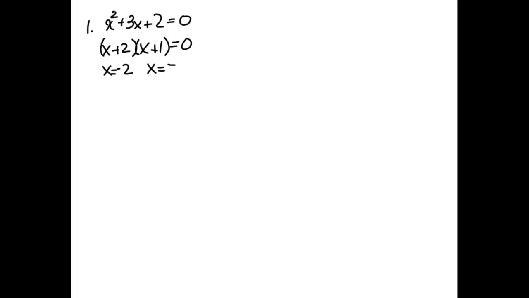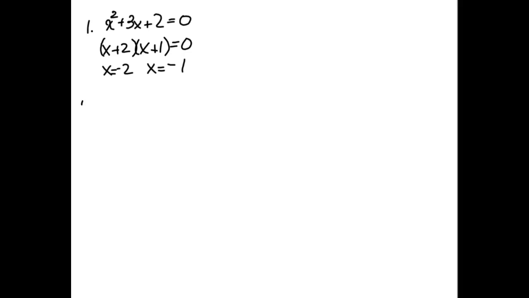If we looked at number 1, it says x squared plus 3x plus 2 equals 0. Okay, so when I look at that one, I don't think I'm going to try completing the square because b is an odd number. Will it factor? It sure will. We'd have x plus 2 times x plus 1 equals 0. So we have x equals negative 2 and x equals negative 1.